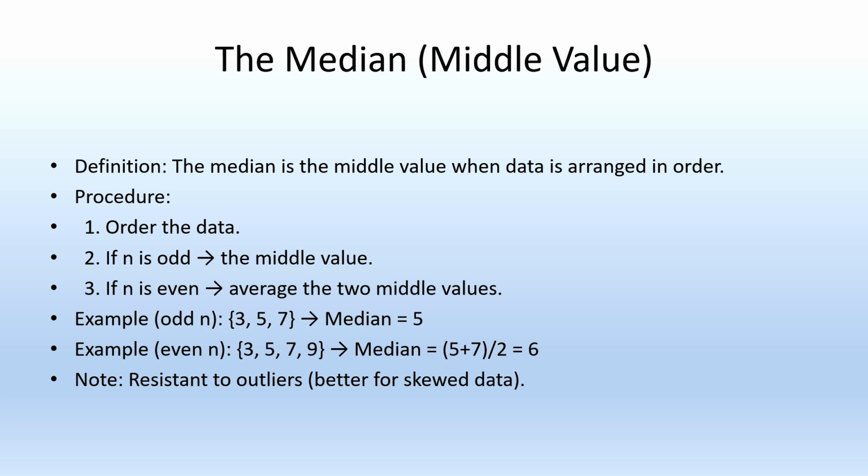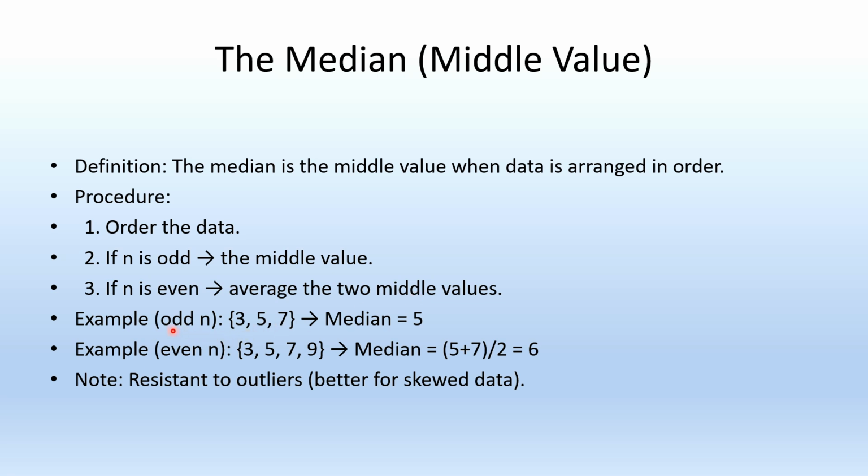The next one we want to look at is the median, which is the middle value. The median is the middle value when data is arranged in order, from smallest to largest. So we order the data first, and if the number of elements in the data set is odd, we look at the middle value. If it's even, we take the average of the 2 middle values.